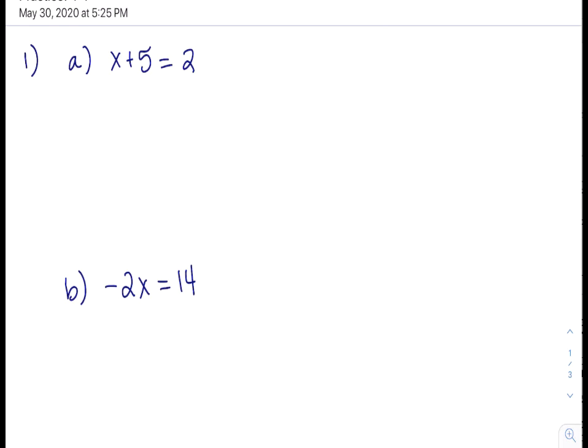Here in section 4.1, we're working on solving 1 and 2-step equations. What's important in these is that you identify the operation that's occurring in the problem and then do the opposite operation in order to solve.